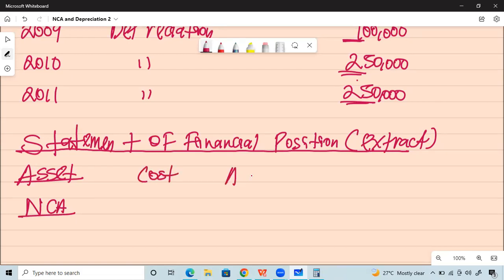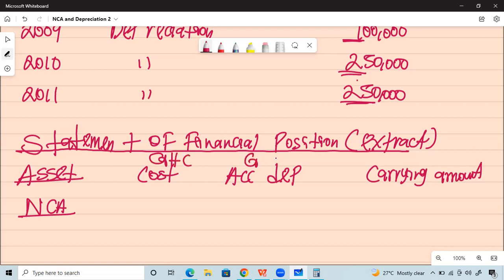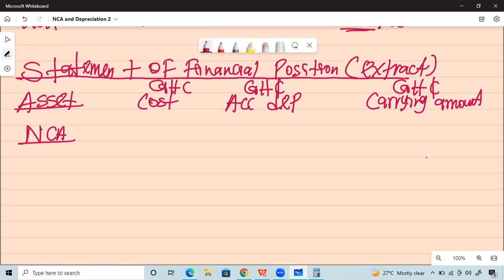You can say the cost, the accumulated depreciation, and we say the carrying amount. So that is that. We are only showing for 2 years. This is still the motor vehicle.